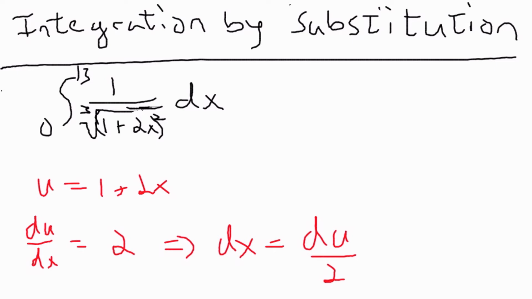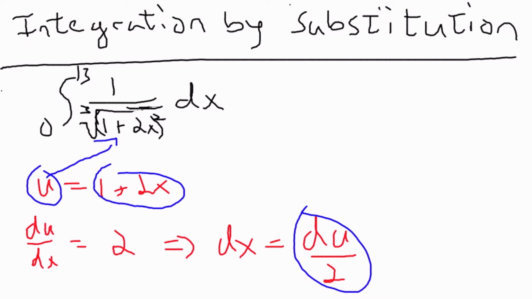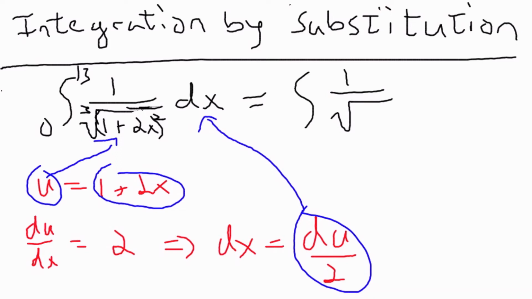And like I said, the u is going to be substituted wherever you see 1 plus 2x, and the dx is going to be substituted by du over 2. We're going to talk about the lower bounds and upper bounds in a minute.